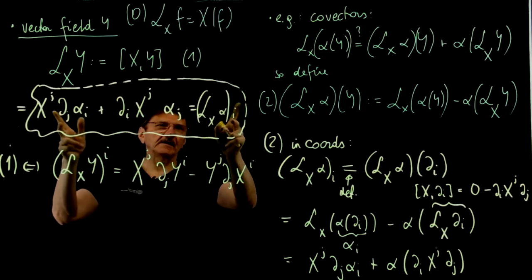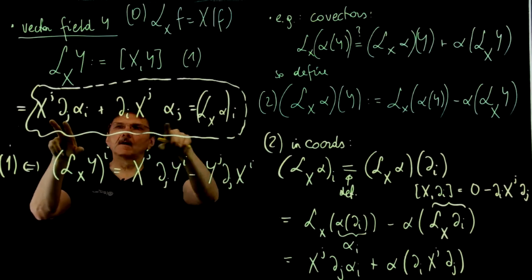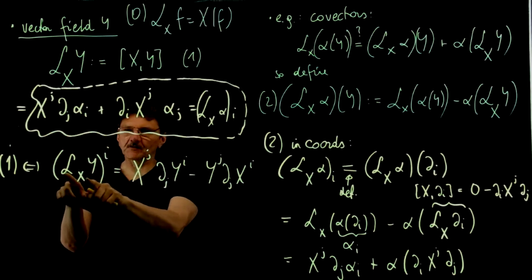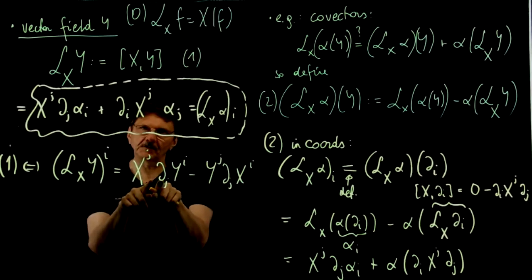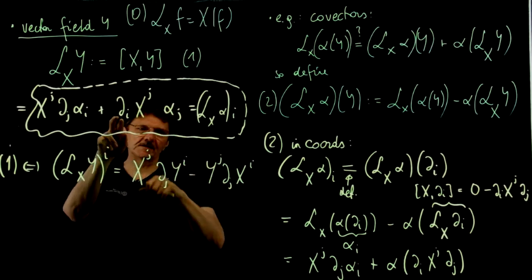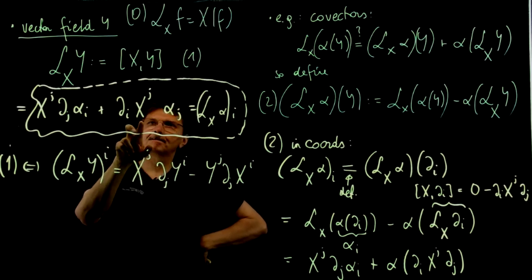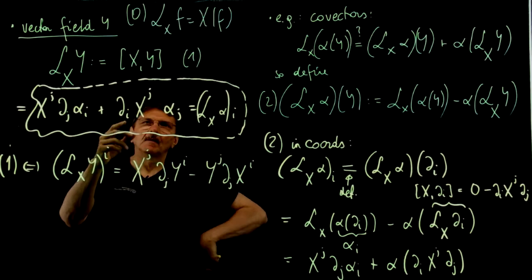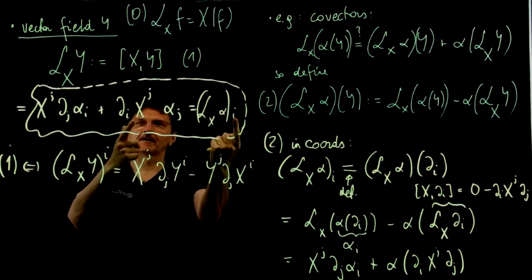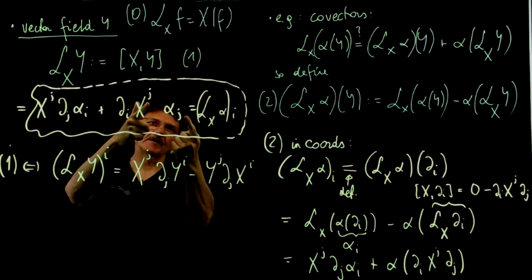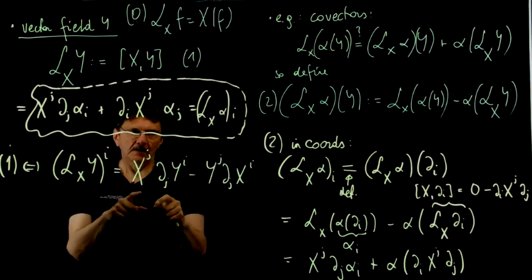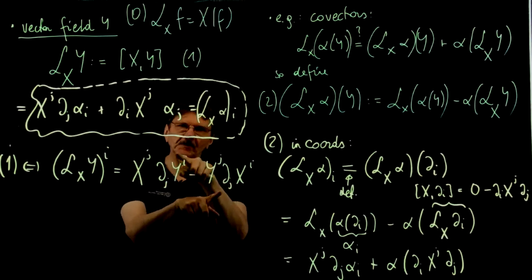If you're Lie differentiating a one form, you get a term where x differentiates the coefficients. Here, if you're differentiating a vector field, you get a term where x differentiates the coefficient. And then here, you have to correct with a term which contains derivatives of x with a plus sign. And what is the only possible contraction? This index is down, so it has to be down here, and you have a contraction of the index on alpha, which is down, with the index up here. So the second term is again the only possible contraction.